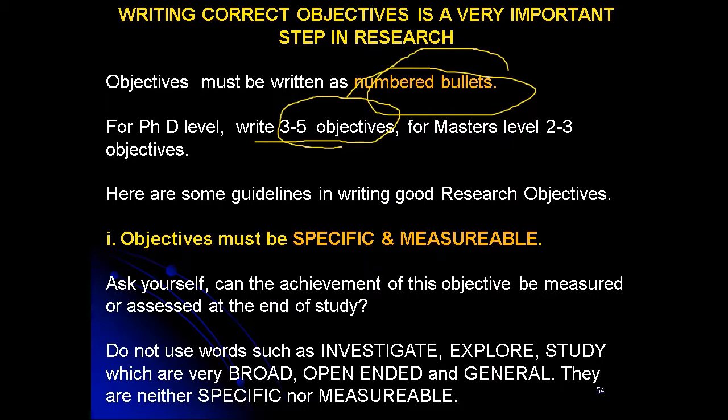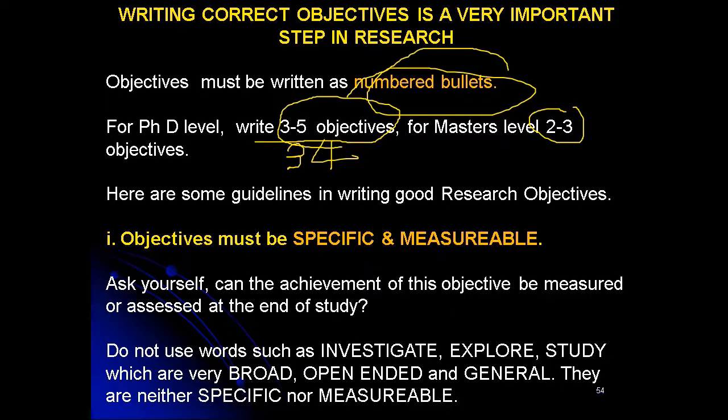Not less than 3, not more than 5. Normally 3 or 4. I would recommend 3 to 4 only. But sometimes people have 5. And for master's level, 2 or 3 is enough. Do not go 5, do not go 4. And 1 is also not acceptable. So I would say normally it will be 3 and 4 here, and here will be 2 and 3 for masters. Remember this.